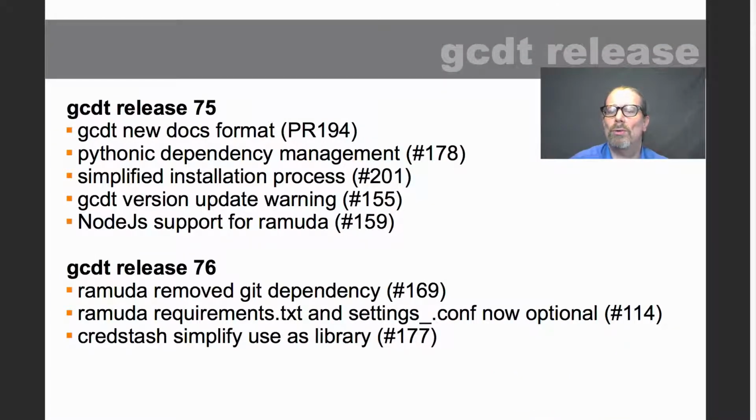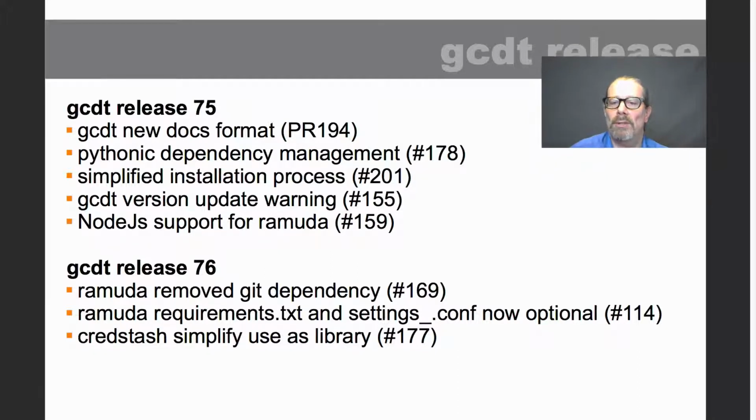gcdt has a new docu format, Pythonic dependency management, simplified installation process, version update warning, Node.js support for Ramuda. In release 76, we removed the Git dependency for Ramuda, added optional requirements.txt and settings.conf for Ramuda, and simplified using gcdt as a library.